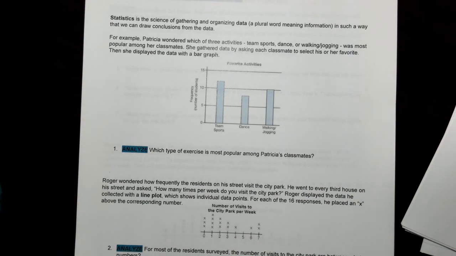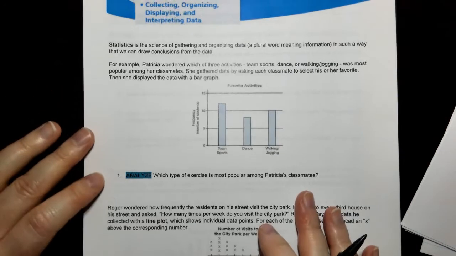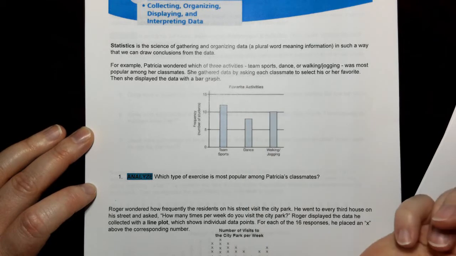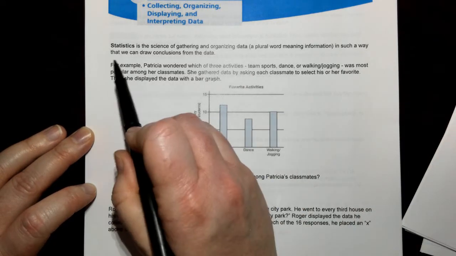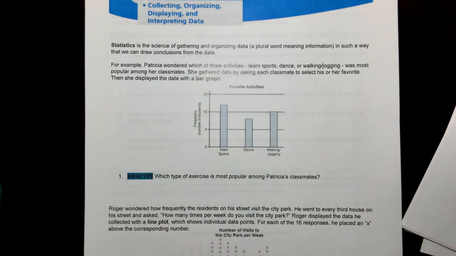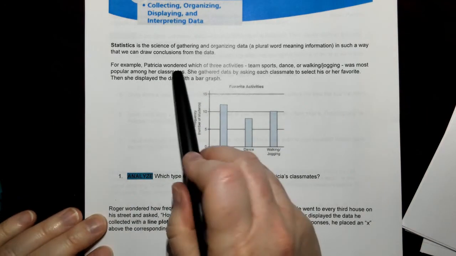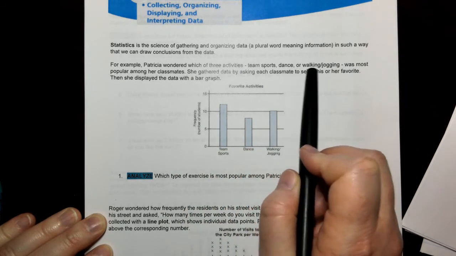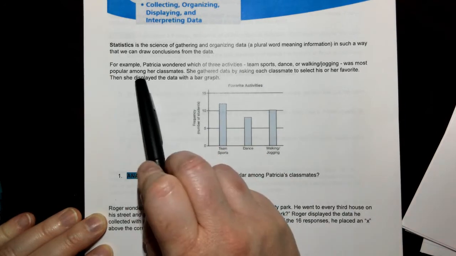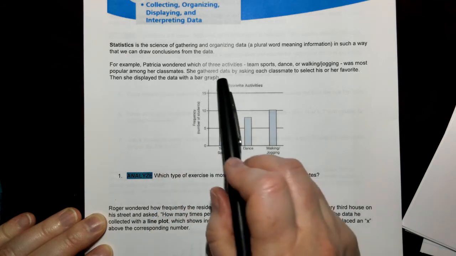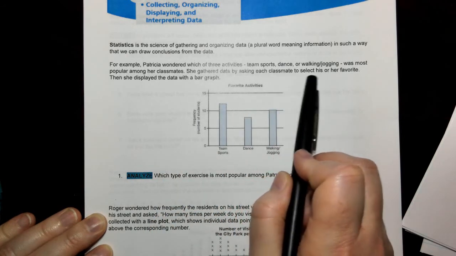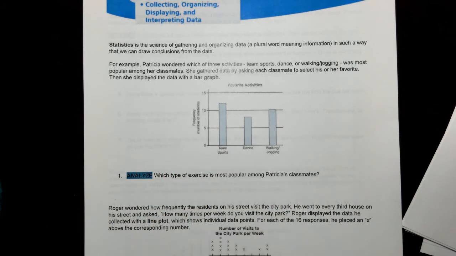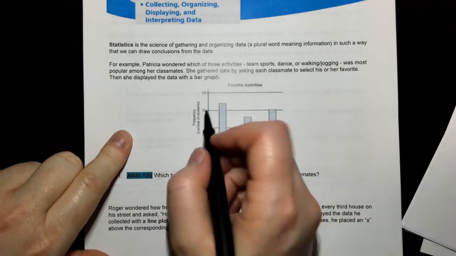Okay, so statistics is the science of gathering and organizing data. Data is a plural word meaning information, in such a way that we can draw conclusions from that data. For example, Patricia wondered which of 3 activities, team sports, dance, or walking and jogging, was most popular among her classmates. She gathered data by asking each classmate to select his or her favorite. Then she displayed the data with a bar graph. So remember how to read a bar graph.